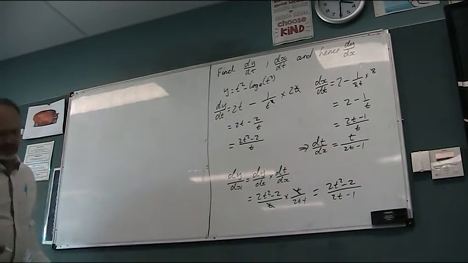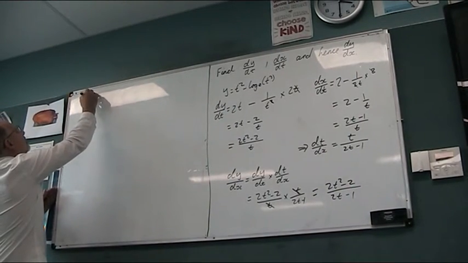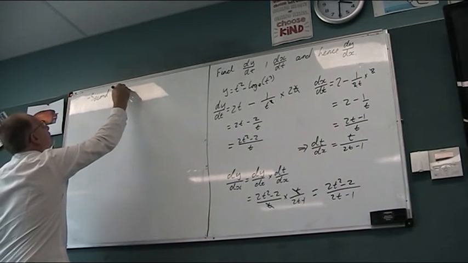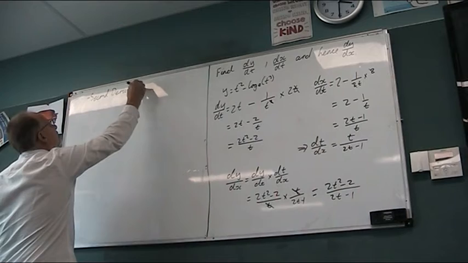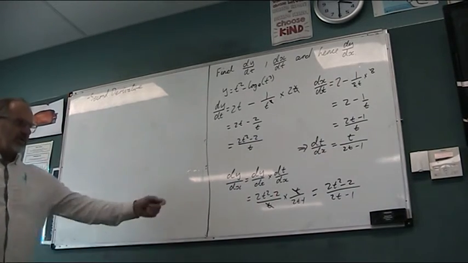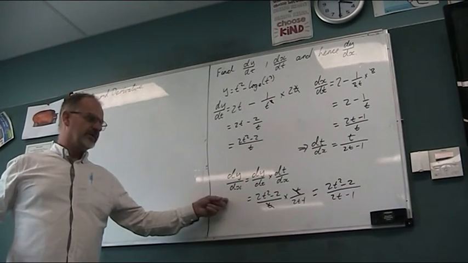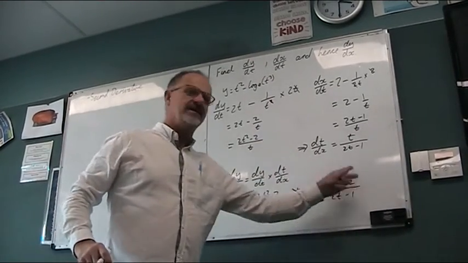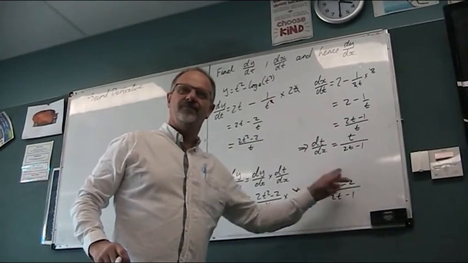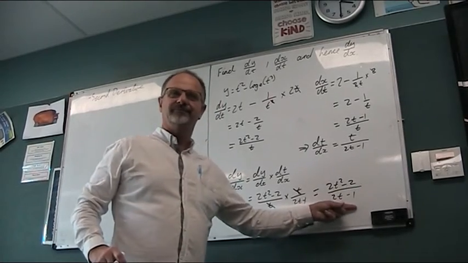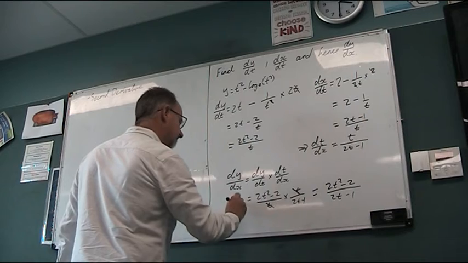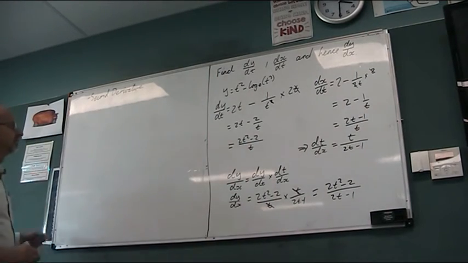Alright, so second derivative. So we've got dy/dx here, which is all very well to have, but if I want to differentiate this, there's no x in here, is there? It's only t. So I'm going to have to differentiate my dy/dx with respect to t.